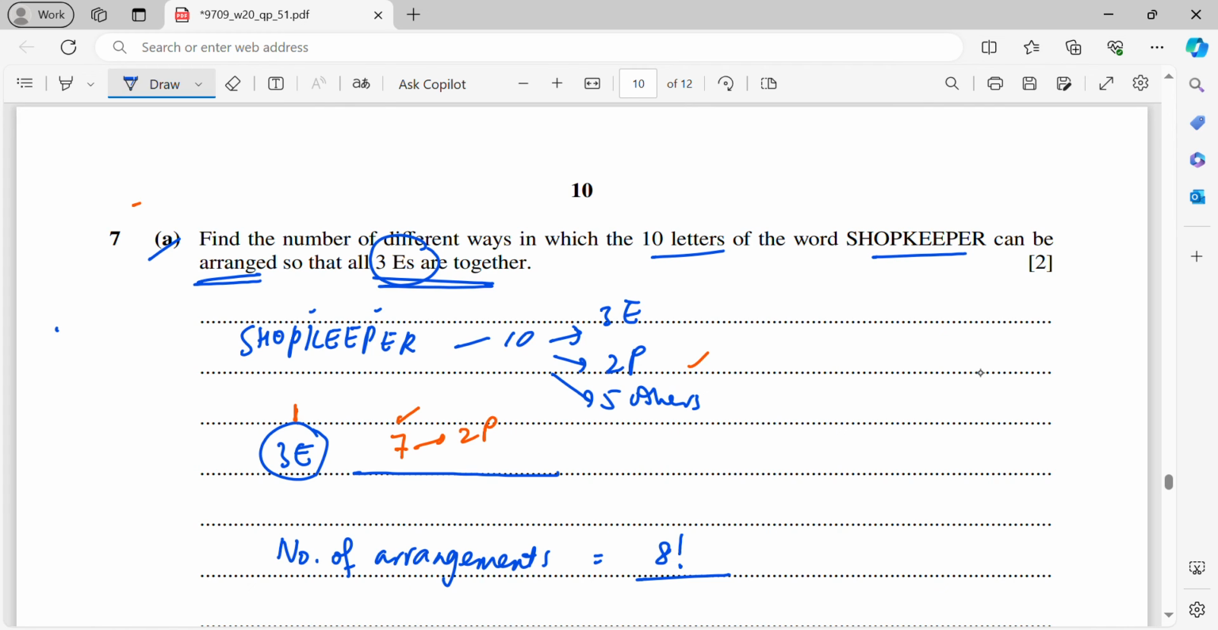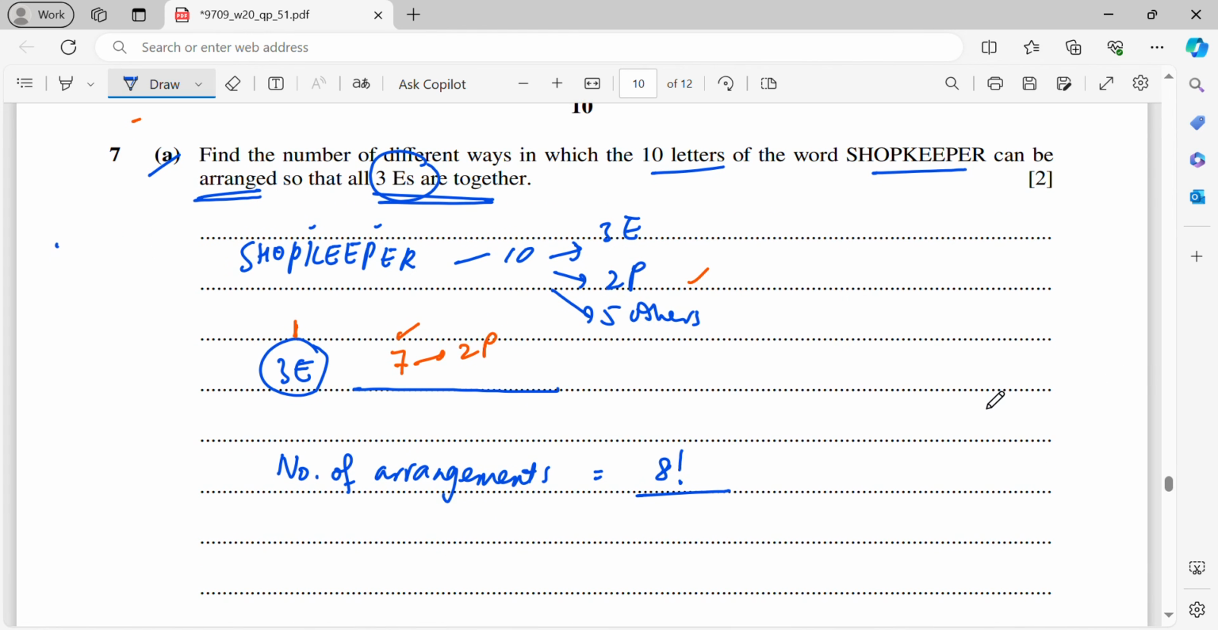So out of 8 letters, if you just write 8 factorial, that is the arrangements of 8 different items or 8 different letters. But now I know that from the 7 I still have 2 P's, therefore divide by 2 factorial. That is going to be 20160. So done for the A.